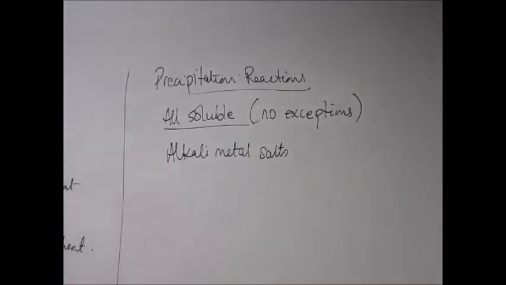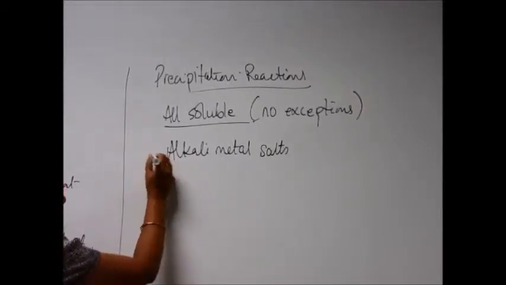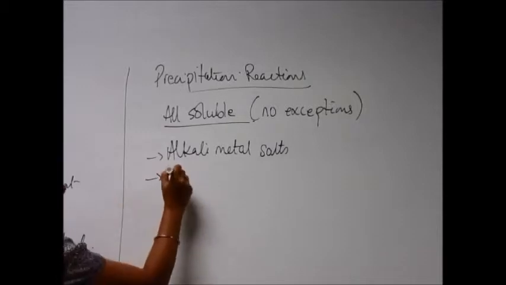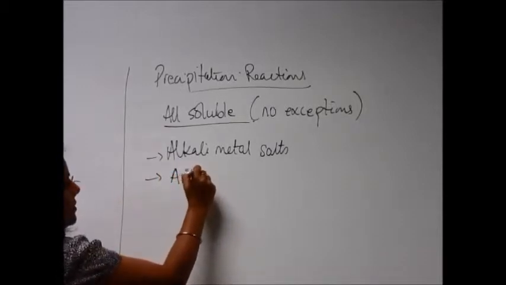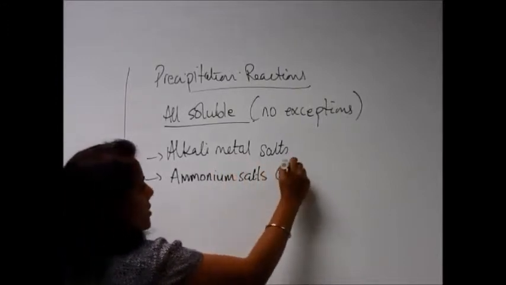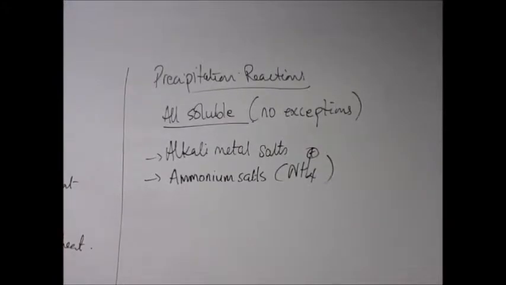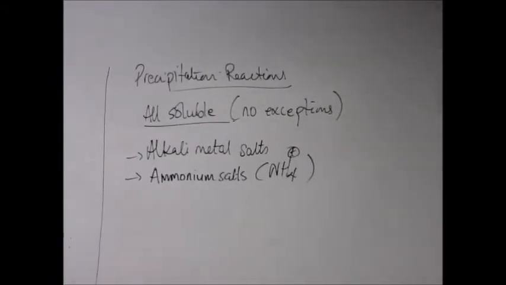And that's the good part. When you have no exceptions, then it's easy to remember stuff. Okay, it's harder when you have exceptions. So alkali metal salts, all soluble. The other things are ammonium salts, and ammonium salts, which means NH4 plus. NH4 is the ammonium ion, which is the polyatomic ion.